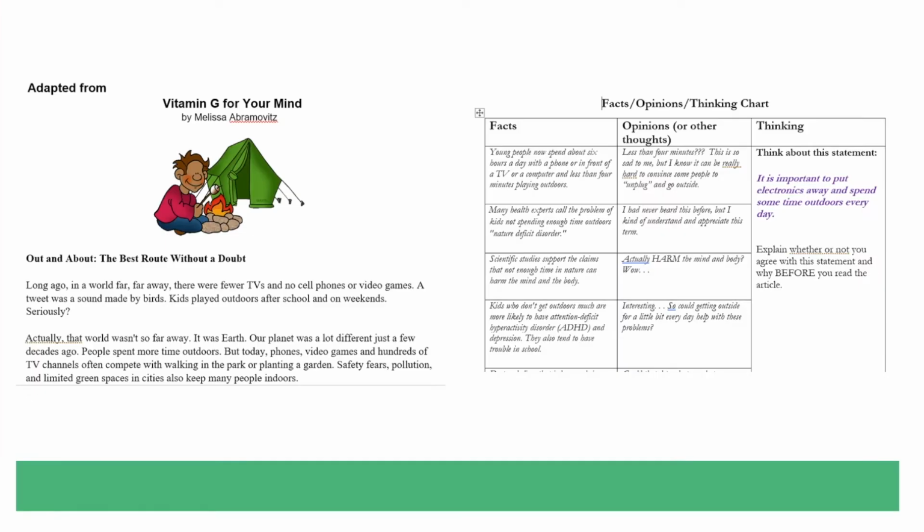Did you see anything close to what you like to do? Maybe you did, or maybe you like to do something completely different. That's all just fine. In this lesson, you will read about a suggestion for how you spend some free time. To get started, have in front of you the article, Vitamin G for Your Mind, and the Facts/Opinions thinking chart for this lesson.